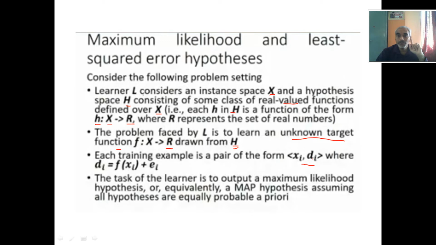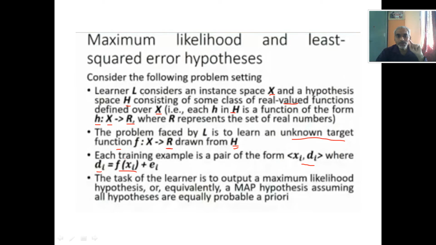In our first module we were considering C, the output, the target value. Here instead of C we are using di. So our training example is a pair xi comma di. Now what is this di? It is the predicted output of your hypothesis. This di is equal to f of xi.